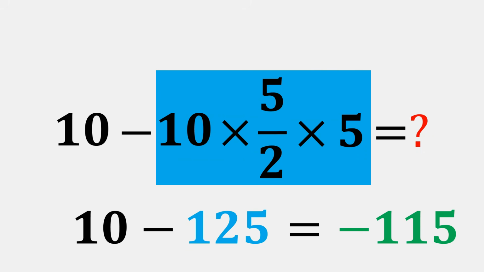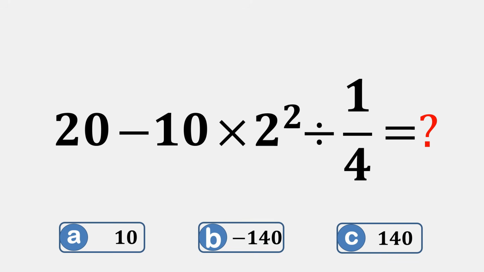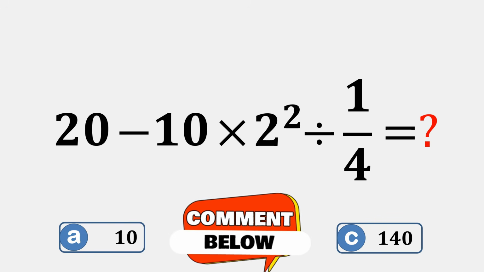It's that easy. All right, now it's your turn. Here is your challenge: 20 minus 10 multiplied by 2 squared divided by 1/4. Don't rush. Follow the order of operations and the KFC rule carefully. When you have your answer, drop it in the comments. Let's see who's paying attention.